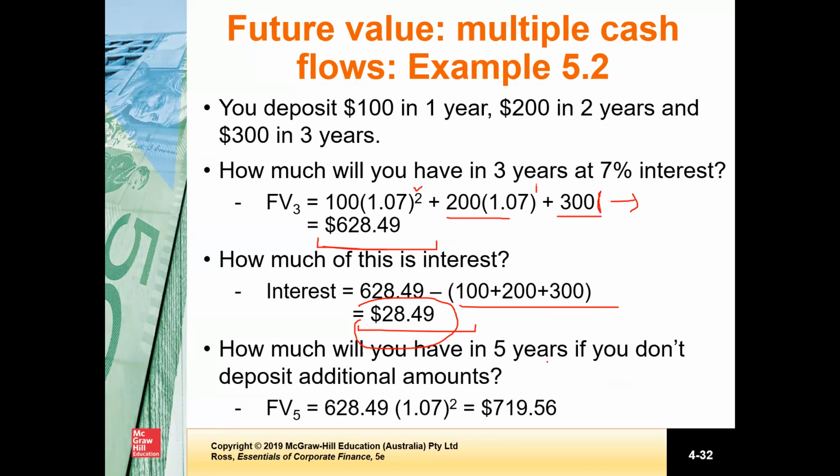The next question is how much you will have in 5 years' time if you do not deposit any additional amount, which means that at the end of third year, your future value is 628. So 5 years time means another 2 years, and as you do not deposit any additional amount, you just need to find out how this 628 will grow for additional 2 years. And you can see that at the end of 5 years, the future value will be 719.56.